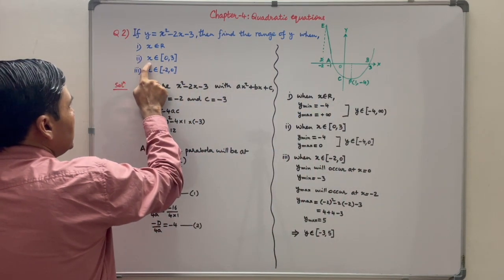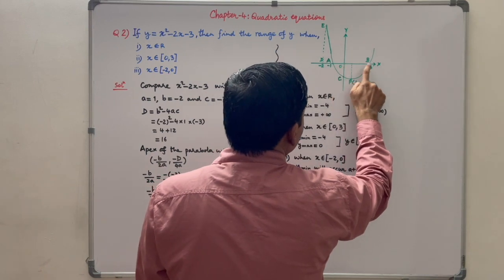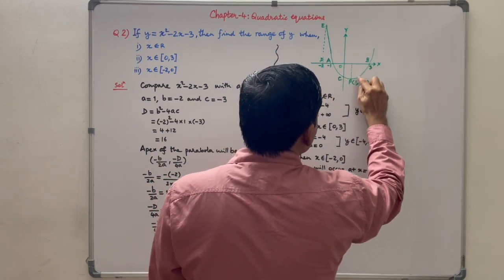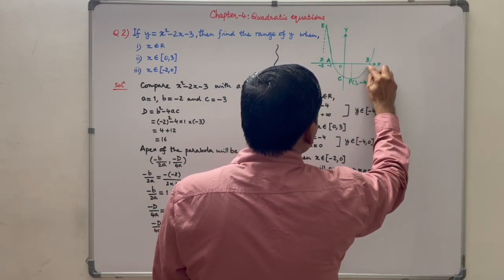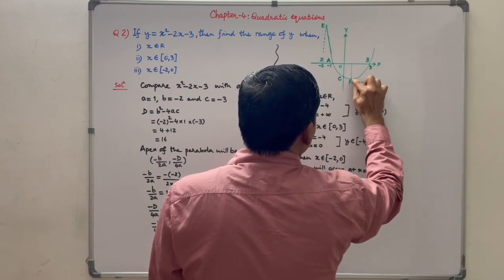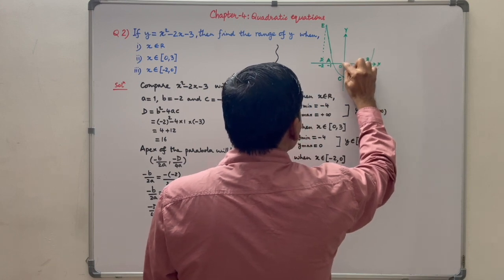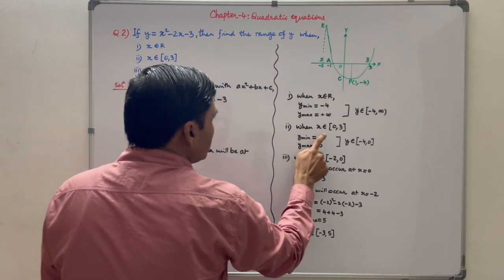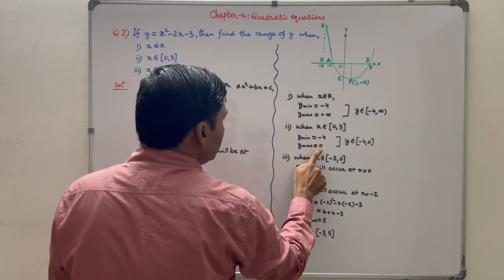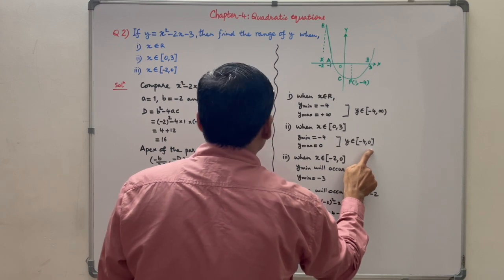Second part, when x lies between 0 and 3. When x lies between 0 and 3, we need to consider this part of the curve between C and B. So y minimum will again be minus 4 and y maximum will occur at point B and its maximum value is 0. So y minimum is minus 4 and y max is 0 in this case. So range of y is minus 4 comma 0.